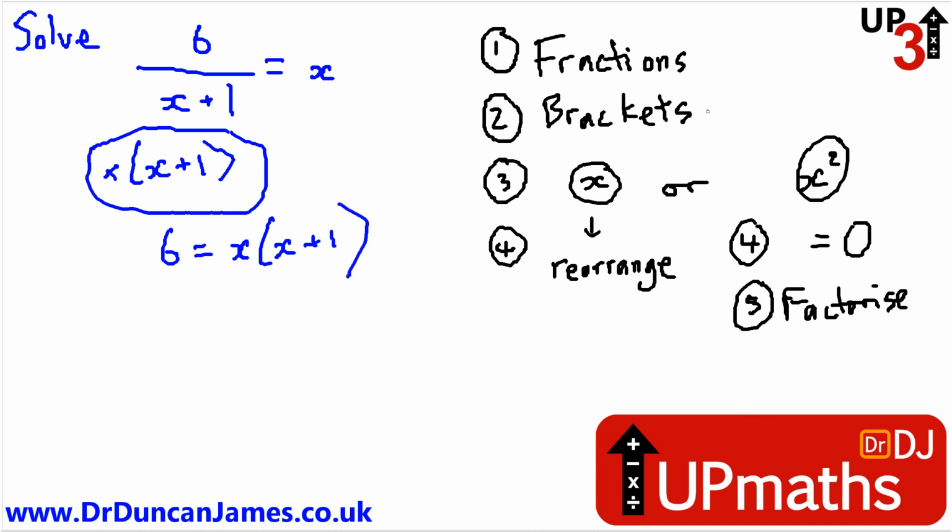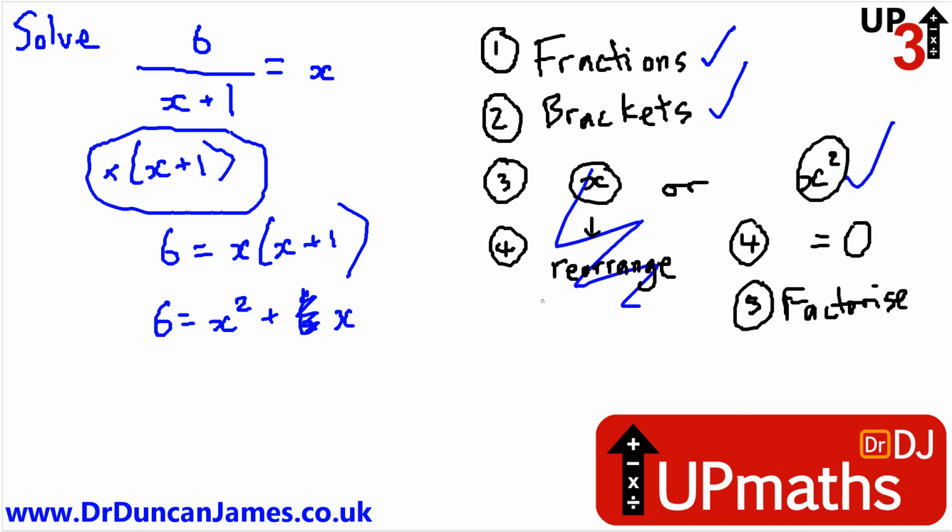Again, this might be a bit fast, but I'm just doing it to illustrate. This is just an introduction to my approach. Are there any brackets? Yes, there are brackets. Let's deal with those, which means we'll expand to get rid of them. So 6 equals x squared plus x. So that's dealt with the brackets. Is it an x or an x squared? Well, it's definitely an x squared, so we're not going to be using that approach. Need to make it equal to 0, so I'm going to minus 6 from both sides. x squared plus x minus 6. Now I could put the equals 0 on either side. I'll put it on the right hand side because it's just what I'm used to looking at personally.